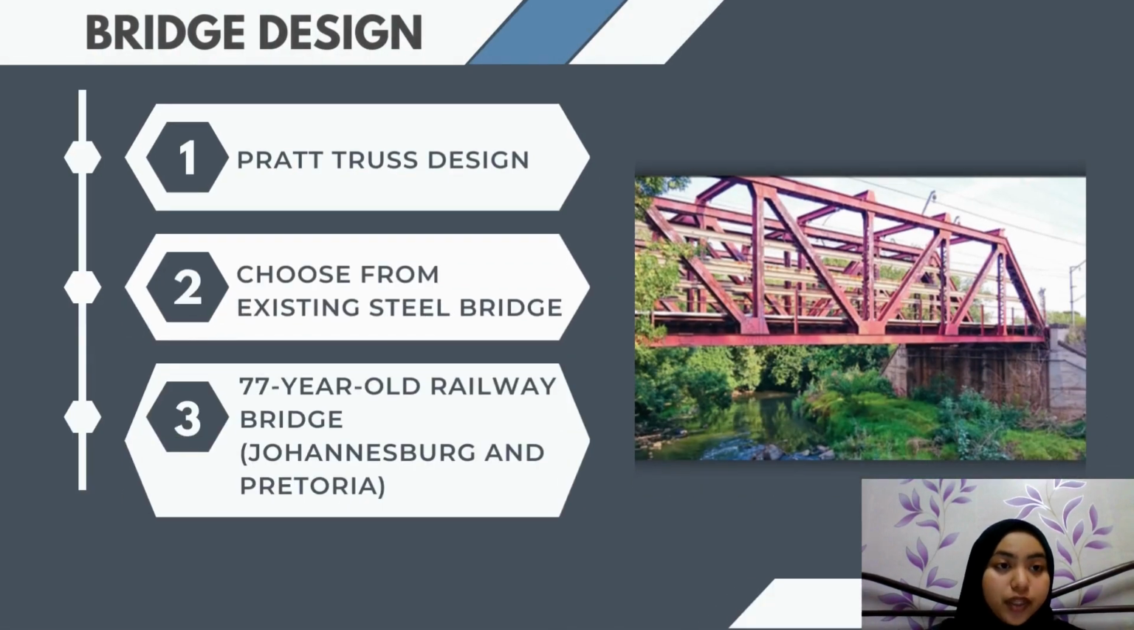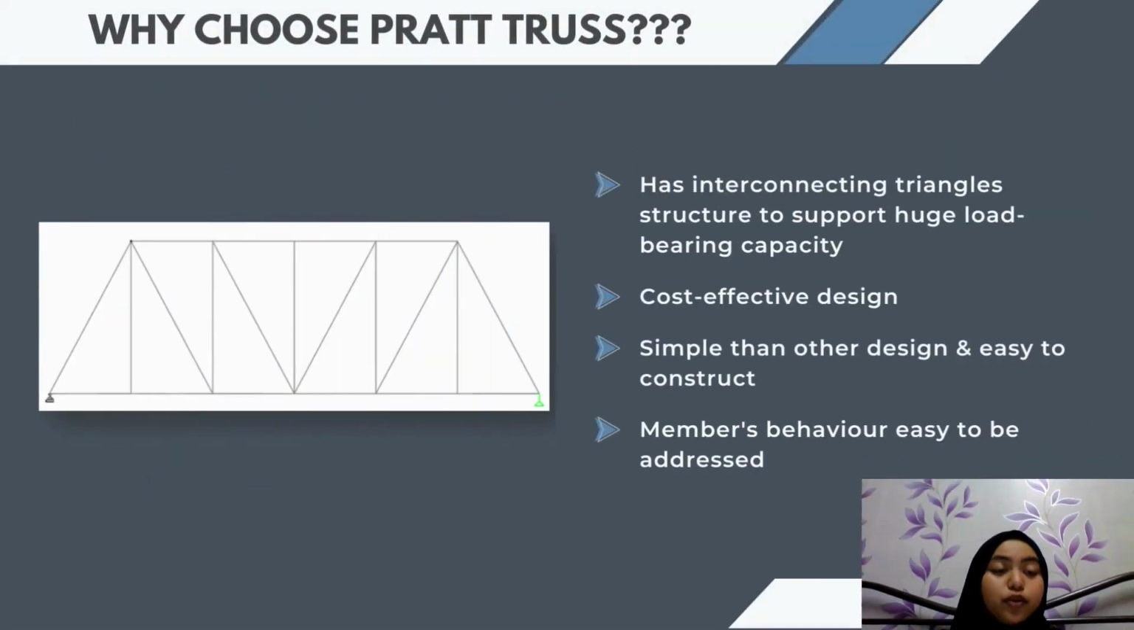In this project, the Pratt Truss design has been selected as the proposed bridge. We chose from the design of an existing steel bridge, which is the 77-year-old railway bridge, whose function is to carry passengers from Johannesburg and Pretoria. The reason why we chose the Pratt Truss is because a truss is a proper design to be built as a bridge, as it has an interconnecting triangle structure to support a huge load bearing capacity.